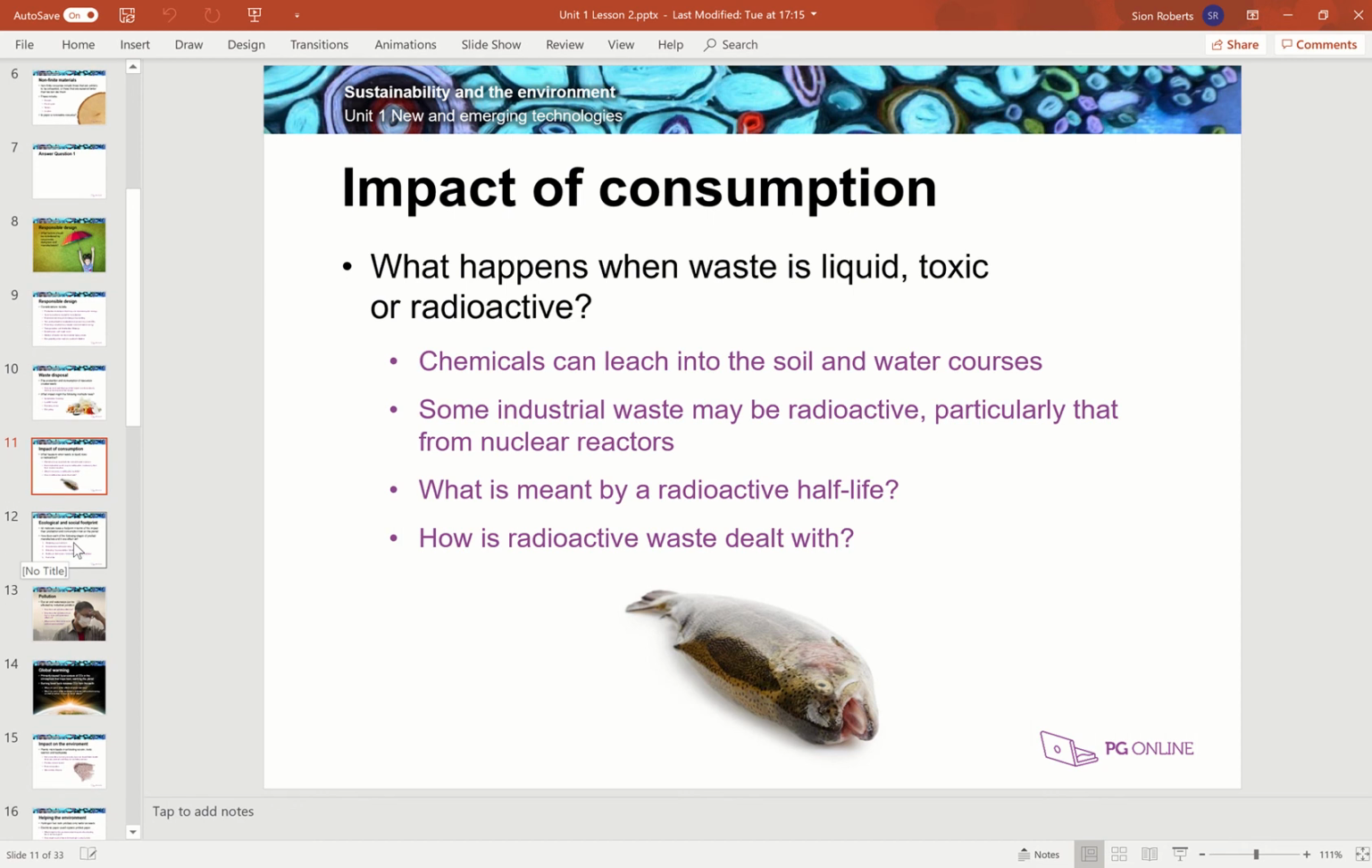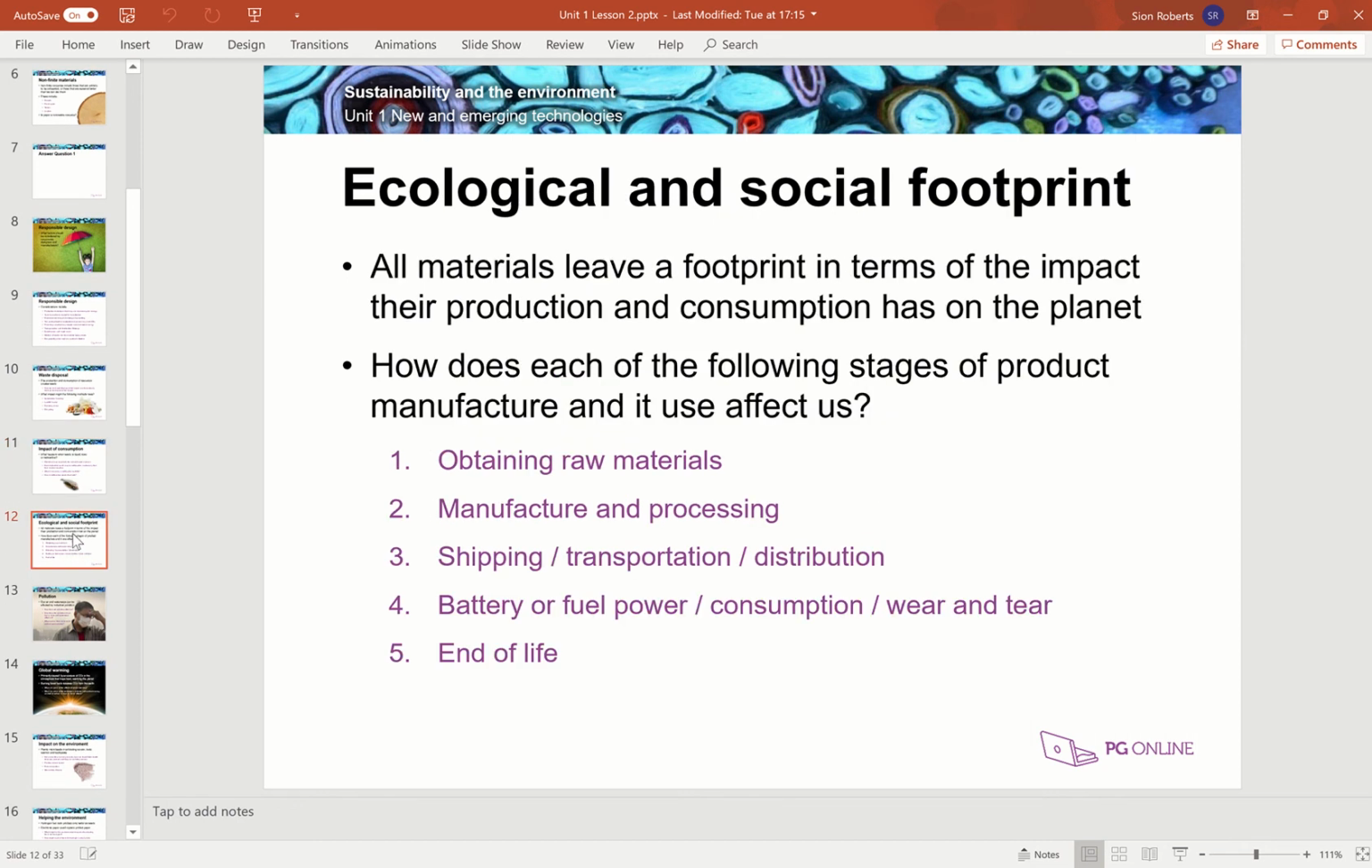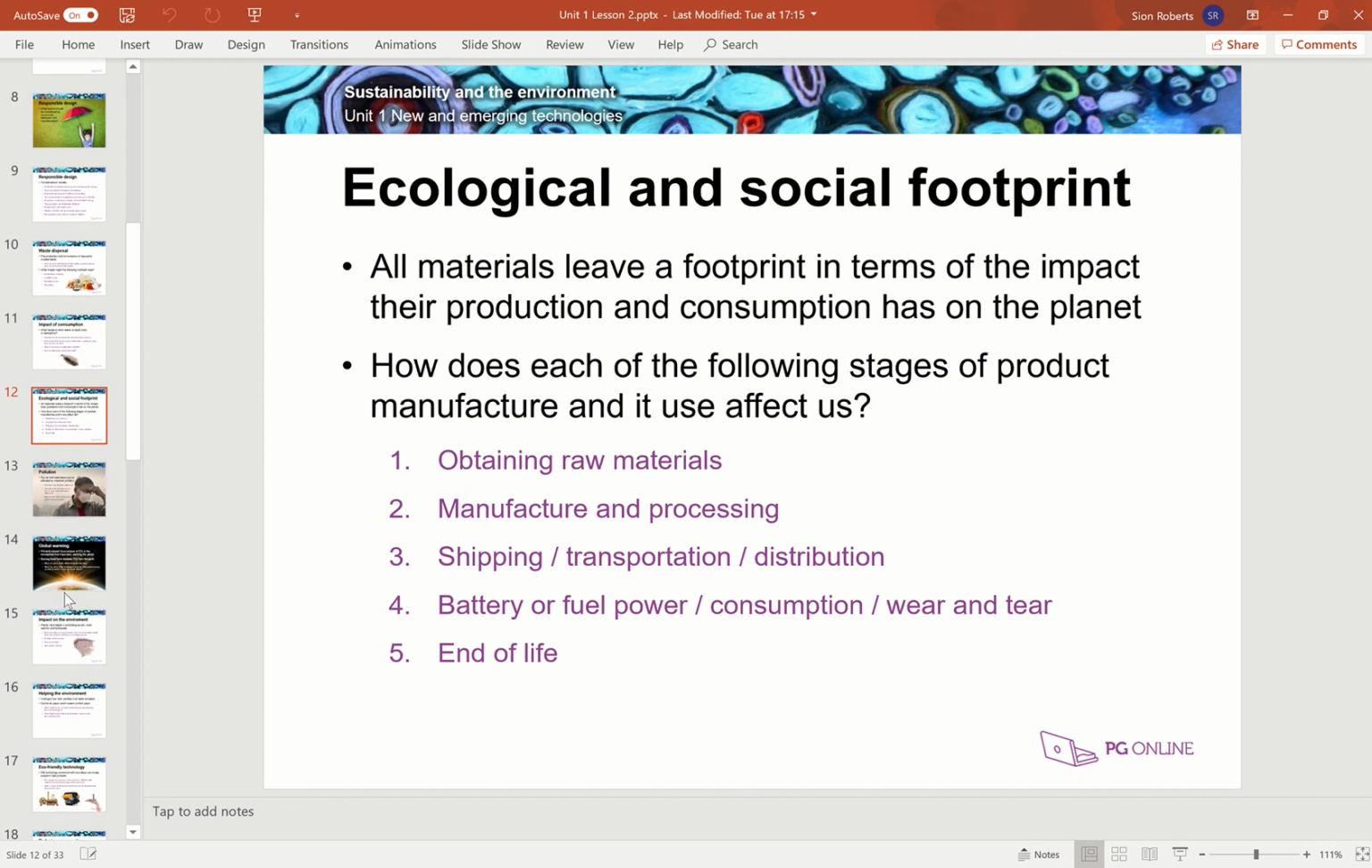Big thing about plastics, obviously in terms of the oceans, you will have seen on the news. But talking about the ecological and social footprint, we're talking about a life cycle assessment. So this is these 5 stages here, which will be relevant for your worksheet question. Talking about obtaining raw materials, manufacturing, processing, shipping, transportation, distribution, battery or fuel power consumption, wear and tear, so during its use really, and then its end of life.